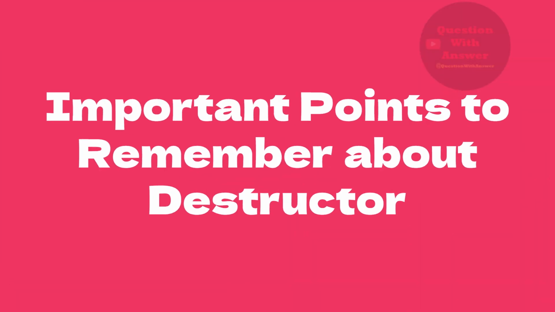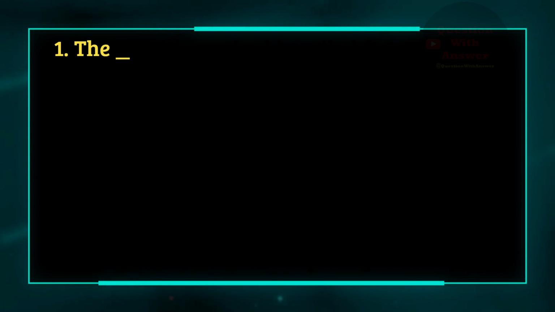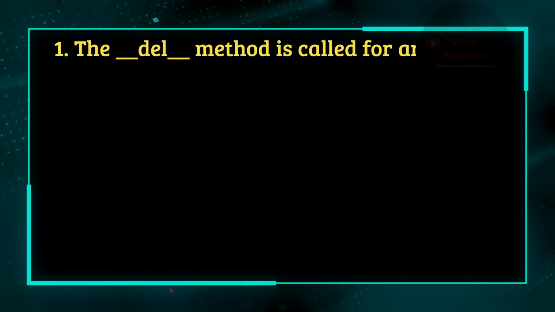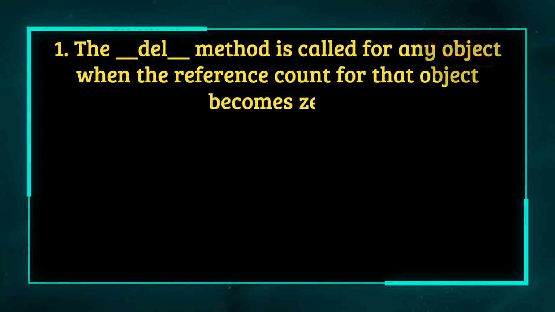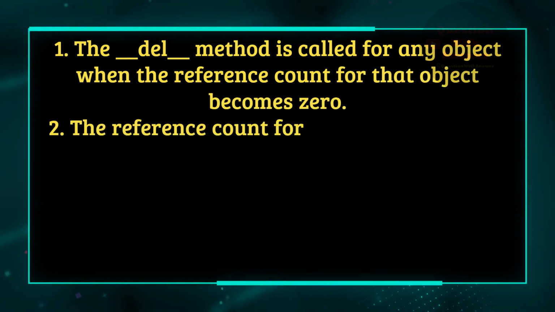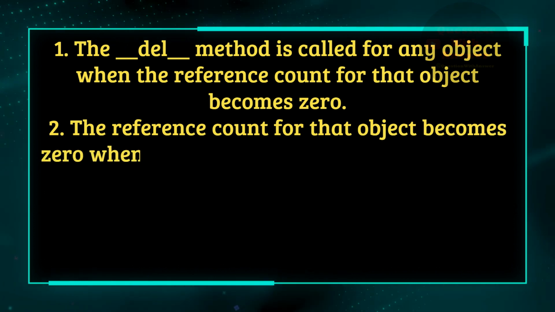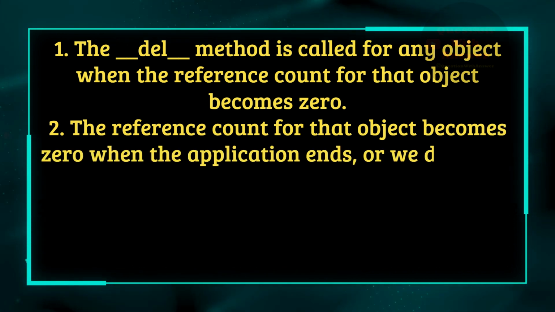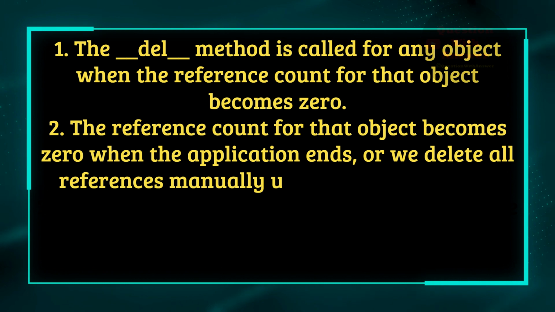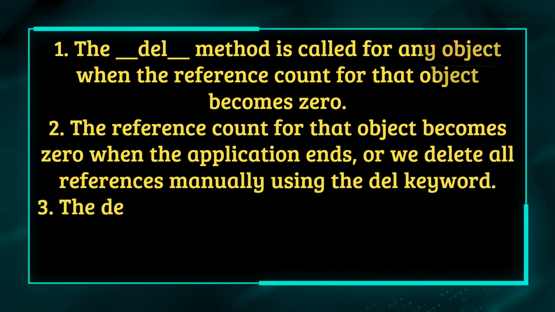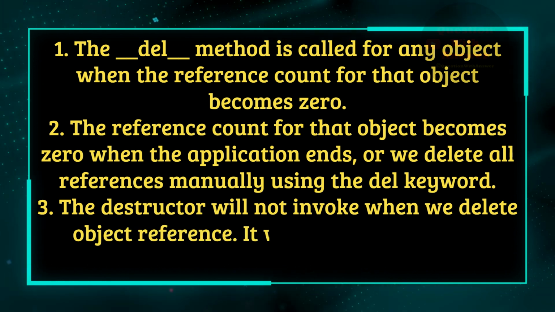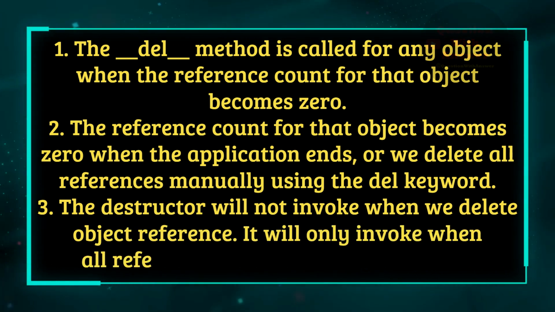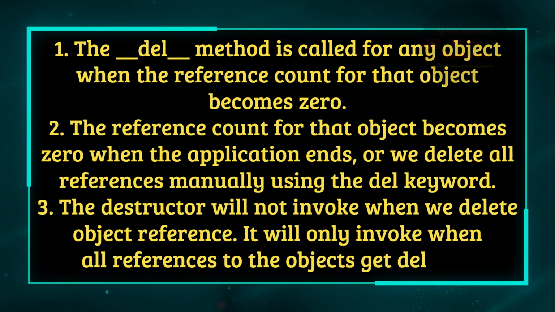Important points to remember about destructor. 1. The __del__ method is called for any object when the reference count for that object becomes 0. 2. The reference count for that object becomes 0 when the application ends, or we delete all references manually using the del keyword. 3. The destructor will not be invoked when we delete an object reference. It will only be invoked when all references to the object are deleted.